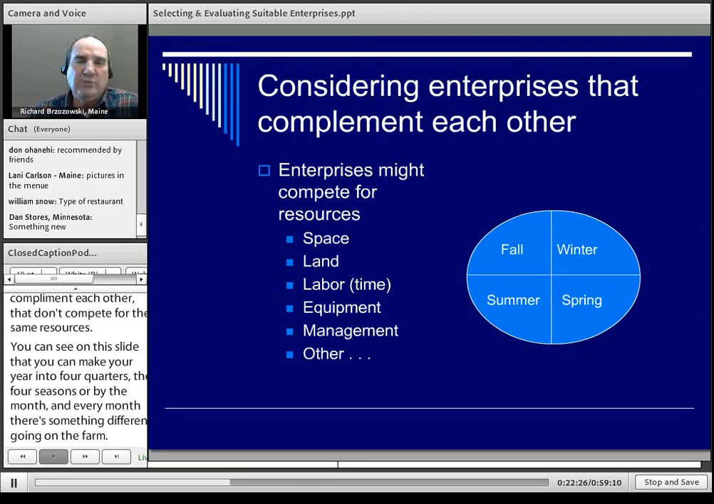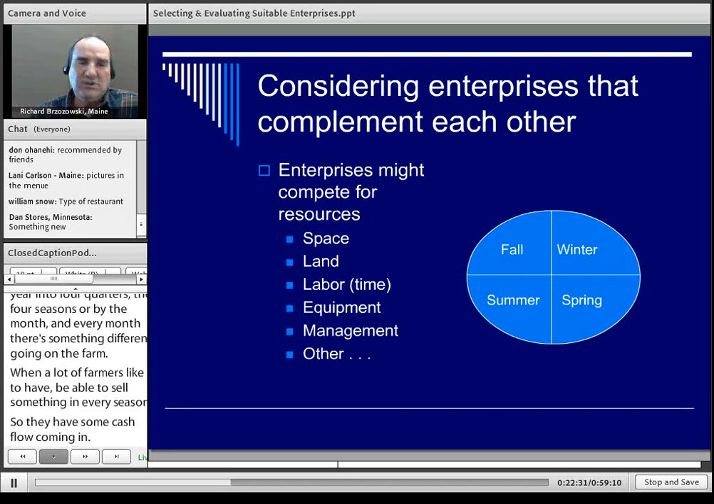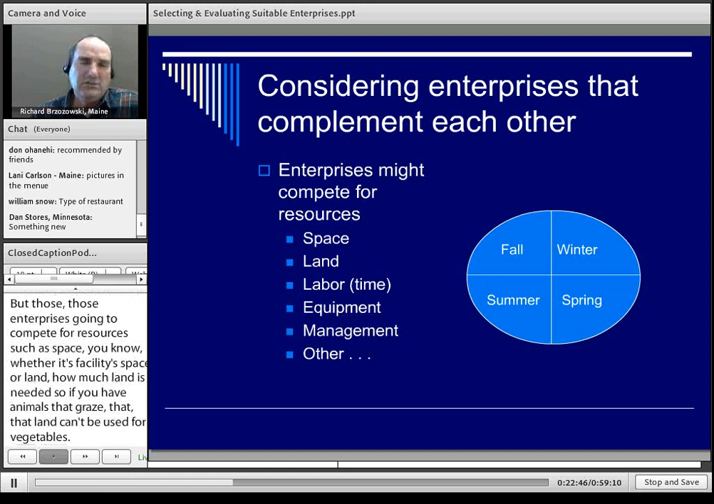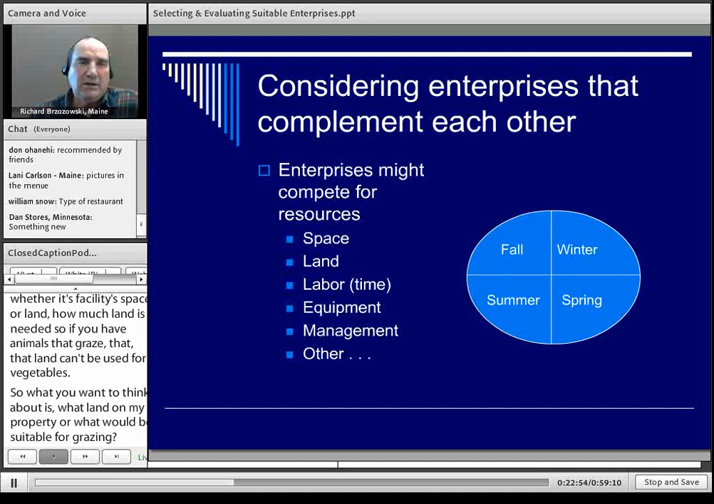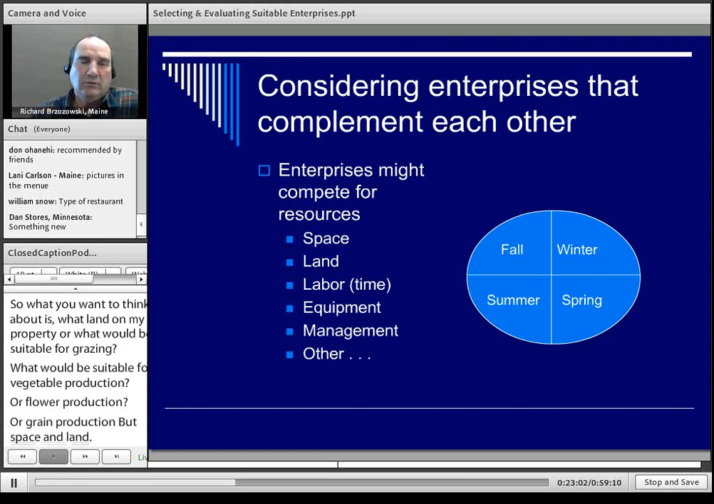those enterprises are going to compete for resources such as space, whether it's facility space or land, how much land is needed. So if you have animals that graze, that land can't be used for vegetables. So what you want to think about is what land on my property would be suitable for grazing, what would be suitable for vegetable production or flower production or grain production. But space and land, labor is another resource that enterprises compete for. How much time is it going to take to grow or develop this crop?